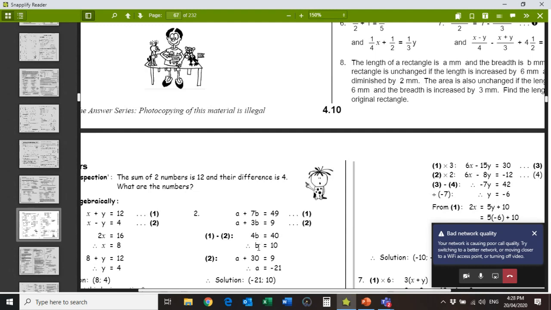So what is my next step? I want to get my B alone. How do I get my B alone? I'm just saying 4B divided by 4 to get this 4 away. What is 40 divided by 4? That is equal to 10. Okay, I'm not done yet. I just have B. So what does that mean? Let's substitute this B equals 10 into number 2. Also remember to show me what you're doing, what your workings are.